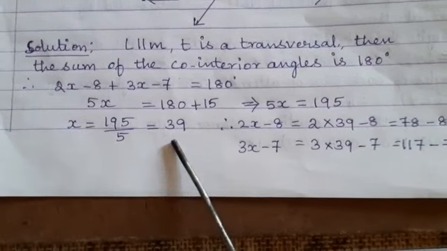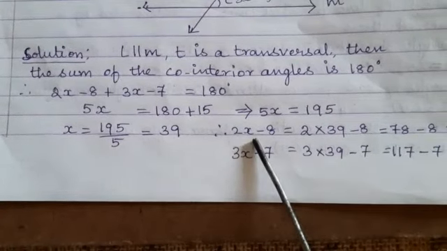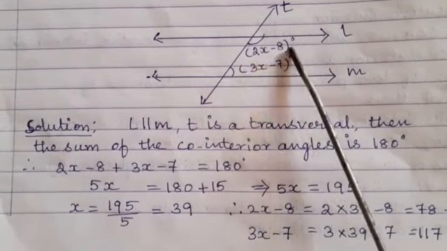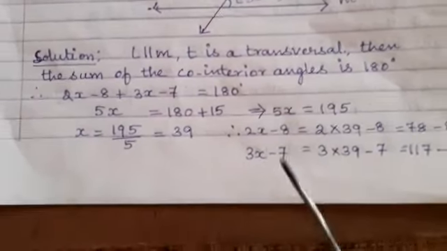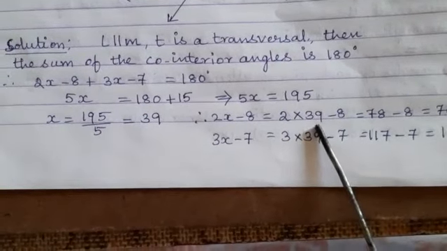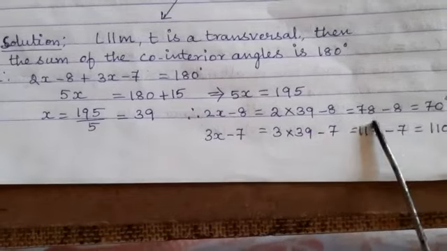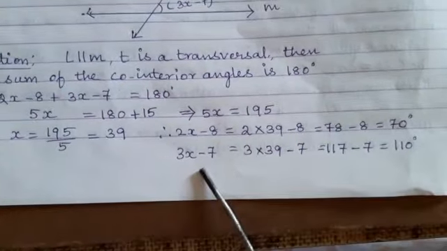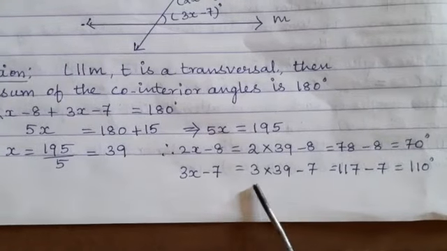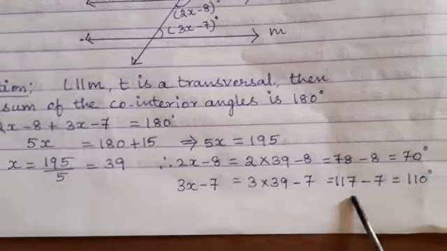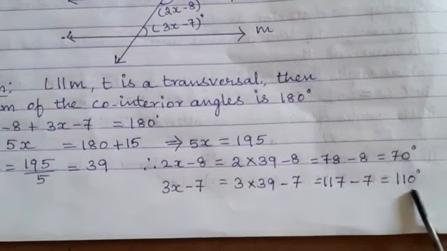After finding the value of x, you will apply this value in the given two angles in terms of x. 2x minus 8 equals 2 into the value of x, which is 39, minus 8, equals 78 minus 8, which is equal to 70 degrees. The same way, 3x minus 7 equals 3 into 39 minus 7, which is 117 minus 7, equal to 110.